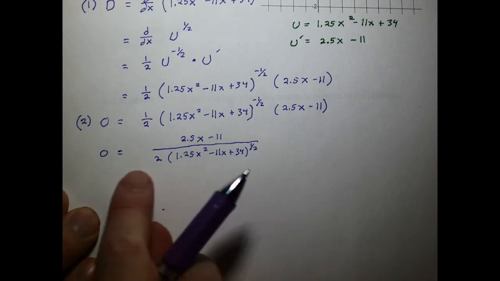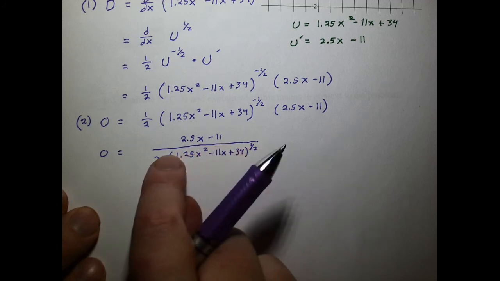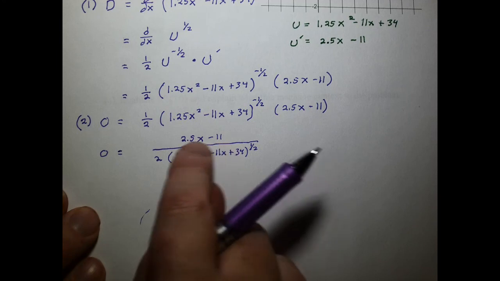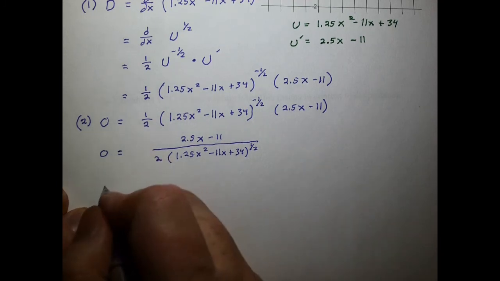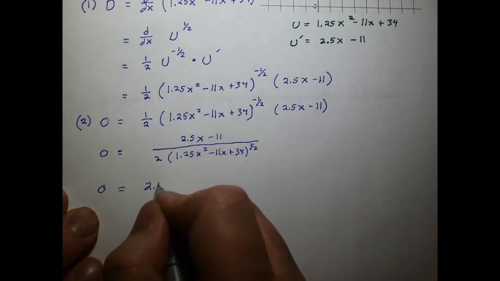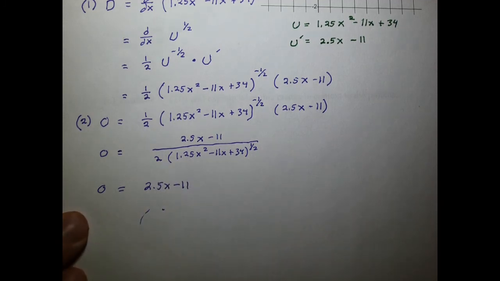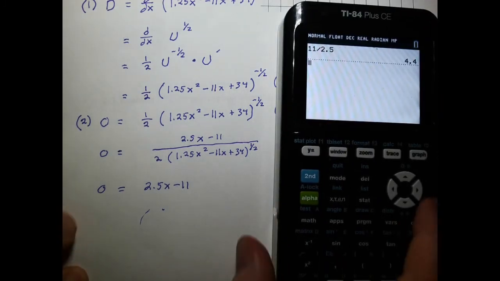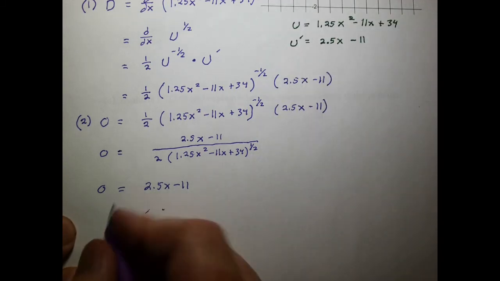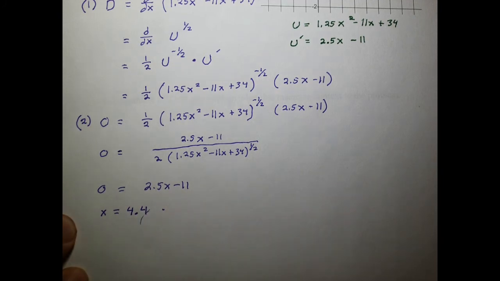And if you want to solve this for 0, remember the denominator's not going to make something equal to 0, so it's really just the numerator that we have to worry about. So 0 is going to equal 2.5x minus 11. And this will be 11 divided by 2.5, so 4.4 is what we'll get for x.